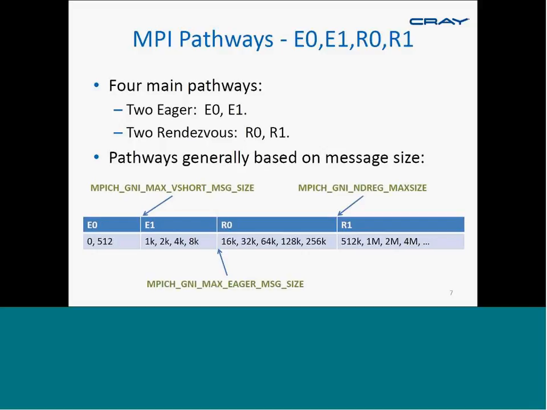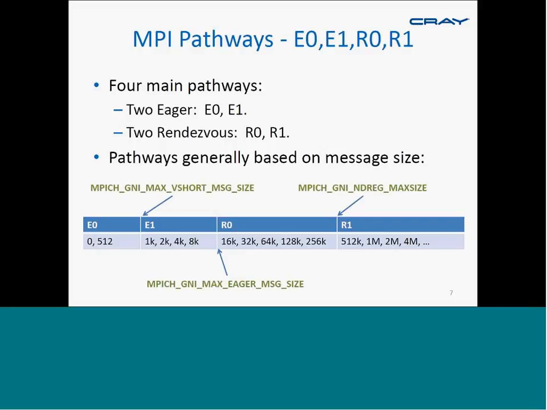So this bottom of slide 7 should give you some kind of idea of, I don't know necessarily the exact defaults that are used in every system, but it should give you at least some idea of how large the message is, what path it would take. So if you have 112 bytes, we'll take the E1 path, up to 8 bytes.